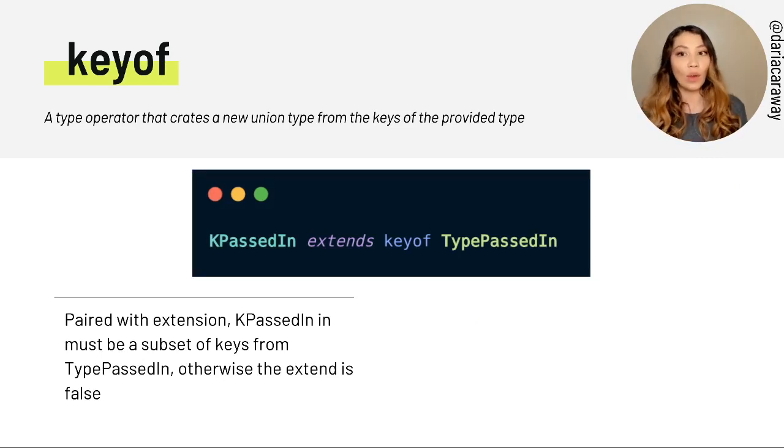Then when we combine that with extends, what we're saying is that k passed in must extend those keys, or in other words, be like a subset of those keys. Otherwise, the extension does not pass.